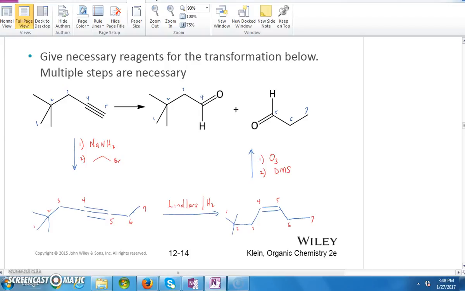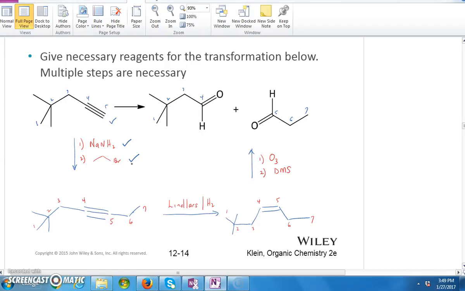And the next question is, is there any change in the identity or location of the functional group? In this case, we begin with an alkyne, but we end up with 2 aldehydes. So there's been a bond cleavage, and that sounds more like an ozonolysis. But first, we have to add the additional 2 carbons, and to do that, we simply use a strong base like sodium amide, and then use an alkyl bromide to attach the 2 carbons.